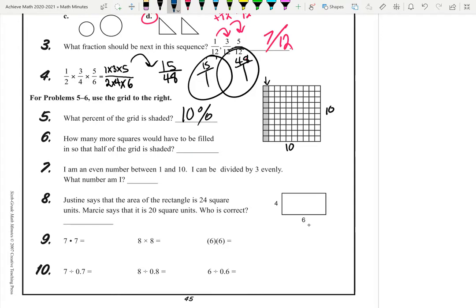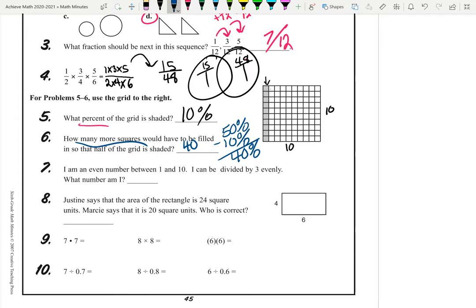Well, if you know the benchmark, 50% is half of 100%. If there's 10%, 50% minus 10% would mean that 40% is what's missing. Since it's 100 squares, that would just mean 40 squares would have to be filled in. No percent sign. Notice in number 5, it wanted a percent. Here, it wants how many more squares.